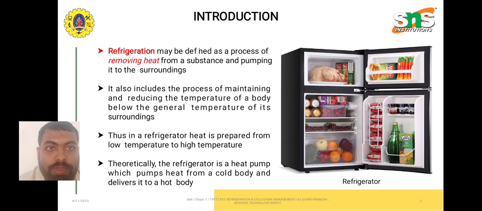Refrigeration may be defined as a process of removing heat from a substance and pumping it to the surroundings. It also includes the process of maintaining and reducing the temperature of a body below the general temperature of its surroundings. Thus, in a refrigerator, heat is pumped from low temperature to high temperature. Theoretically, the refrigerator is a heat pump which pumps heat from a cold body and delivers it to a hot body.